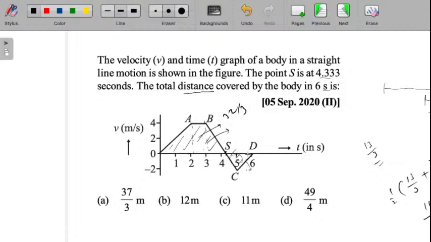And then you have the area here, which is, this is 6 minus 13 by 3, that is 5 by 3. So the base here is 5 by 3, height here is 2, so half into 5 by 3 into 2, so that's 5 by 3. Now the total distance is supposed to be 37 by 3 meters, this plus this.